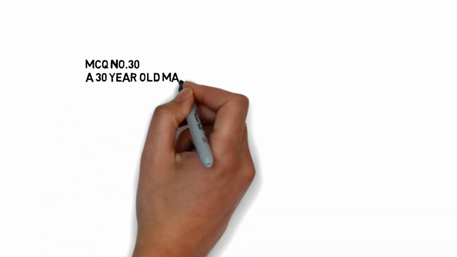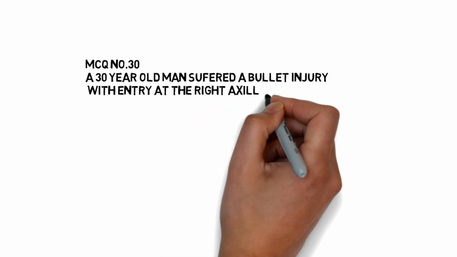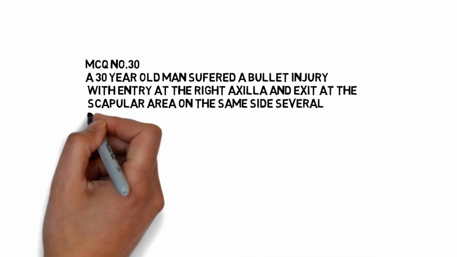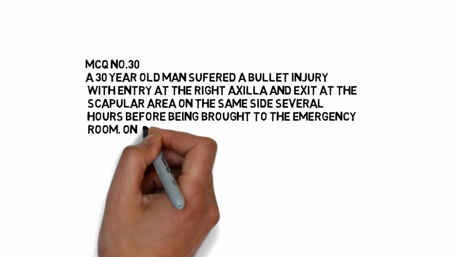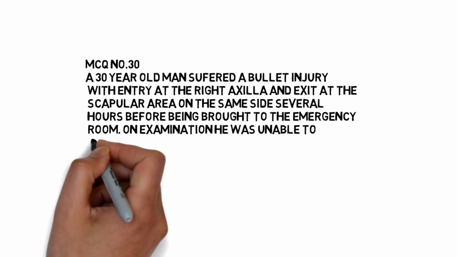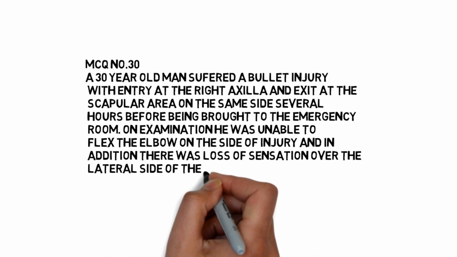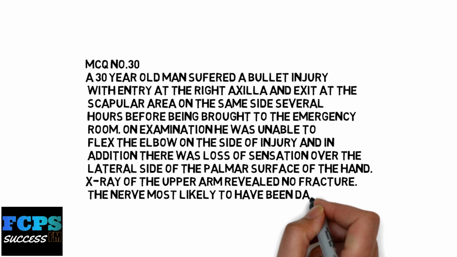Question number 30 is a 30-year-old man suffered a bullet injury with entry at the right axilla and exit at the scapular area on the same side. Several hours before being brought to the emergency room, on examination he was unable to flex the elbow on the side of injury, and in addition there was loss of sensation of the lateral side of the palmar surface of the hand. X-ray of arm revealed no fracture.